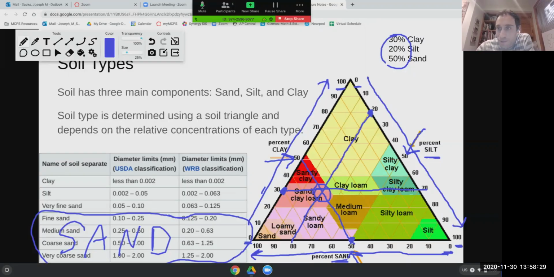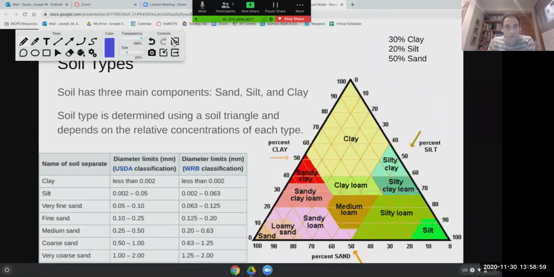And so my soil type here would fall into the sandy clay loam category. That is a skill that you will need to have. You'll need to be able to do that. And we did practice it in the lab. Okay, let me clear this out. Let me keep us going here.